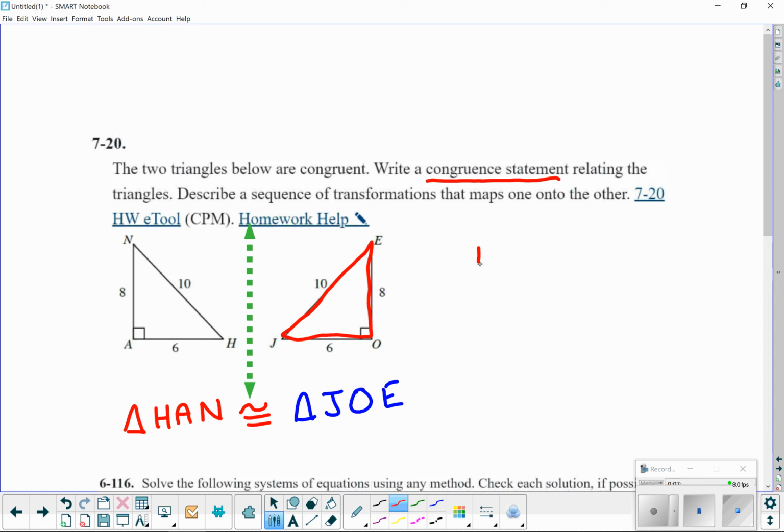I'll call this a reflection horizontally across the line of reflection. Okay.